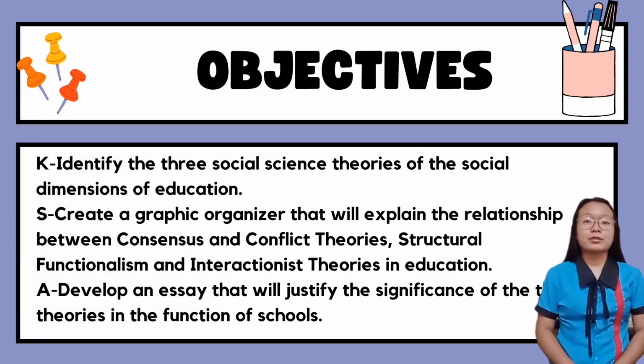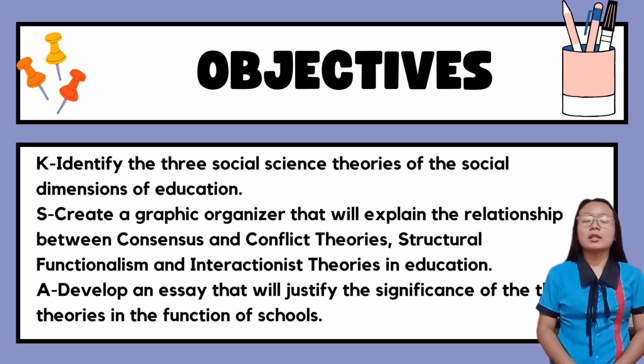The objectives of this report is that at the end of the lesson, the student should be able to first, identify the three social science theories of social dimensions of education. Next, create a graphic organizer that will explain the relationship between consensus and conflict theories, structural functionalism, and interactionist theories in education. And lastly, develop an essay that will justify the significance of the three theories in the function of schools.